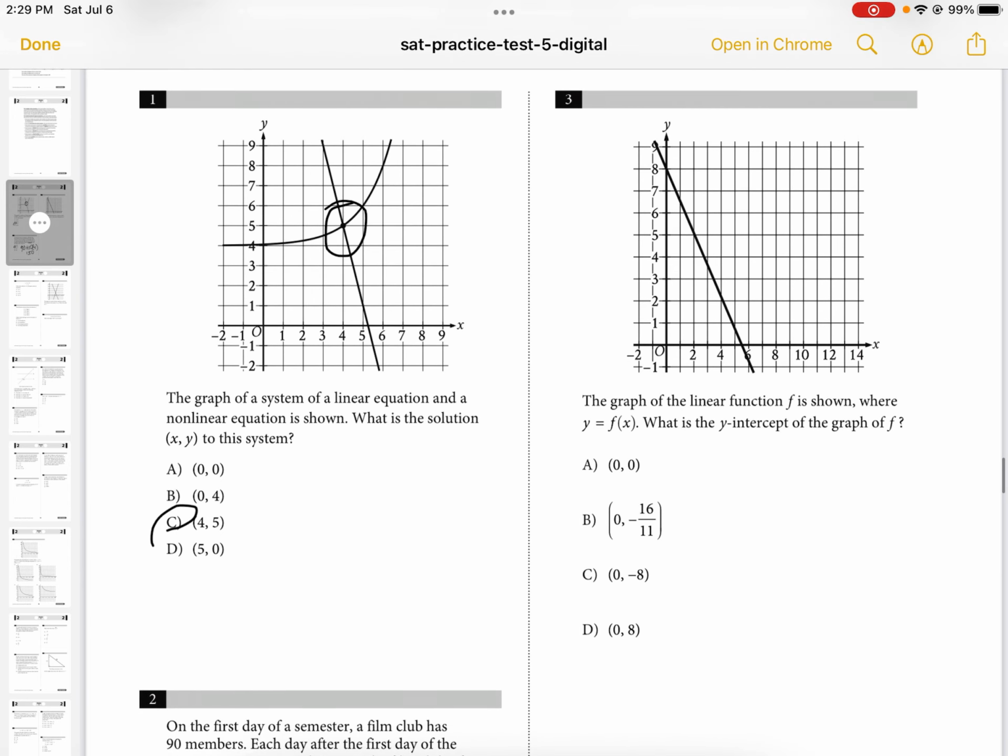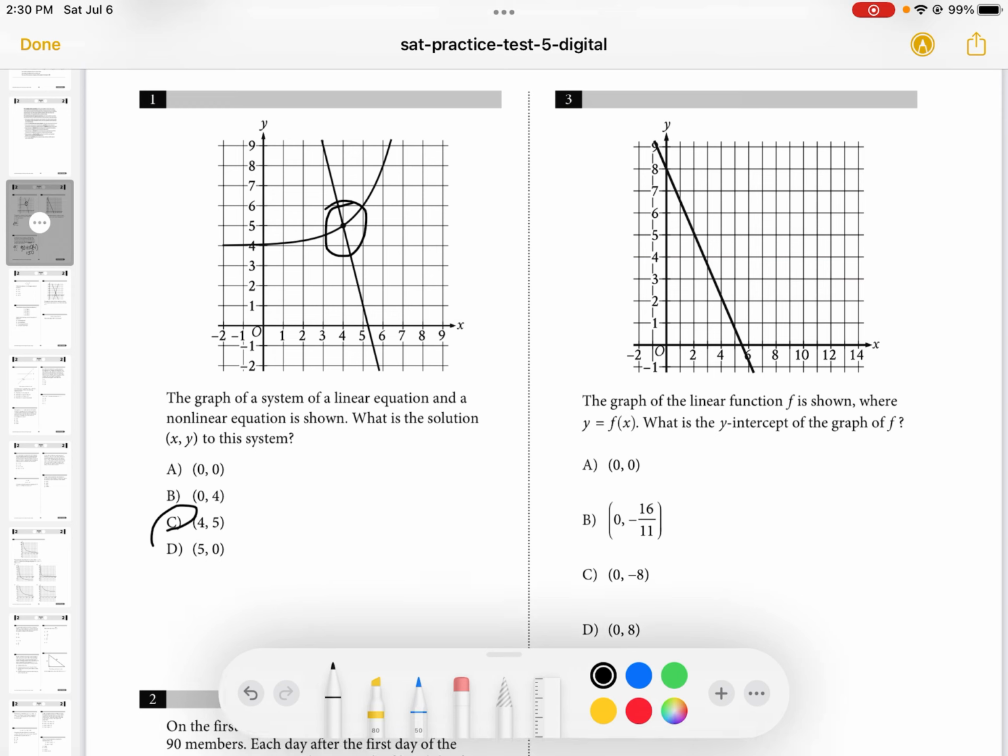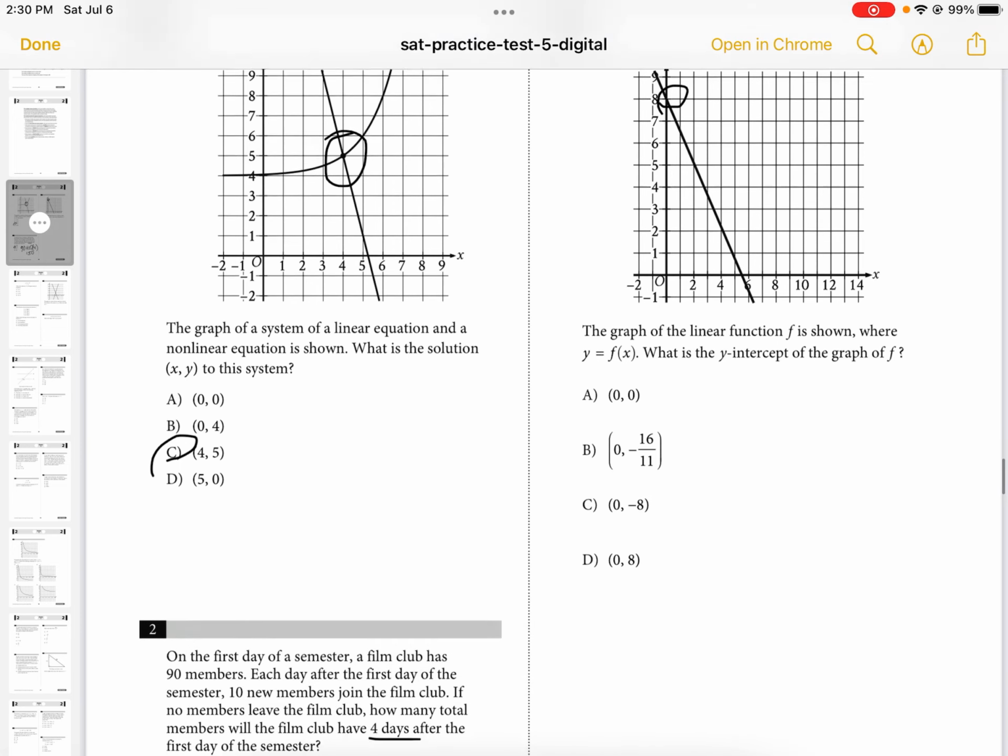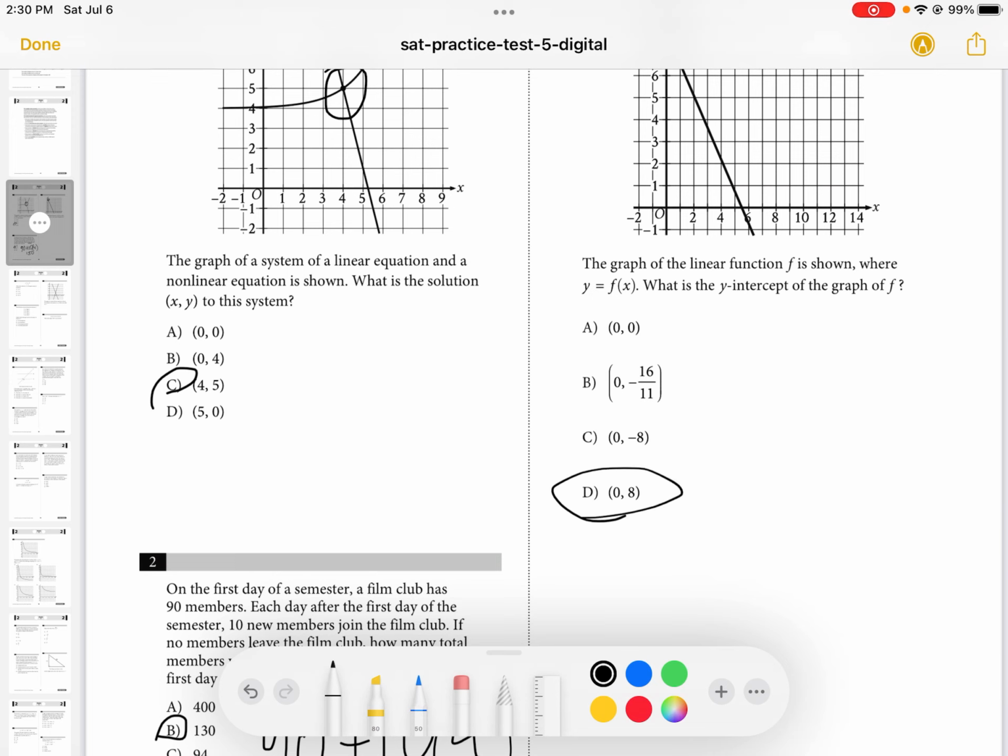Alright, number 3. The graph of the linear function f is shown, where y equals f of x. What's the y-intercept of the graph of f? The y-intercept is where the line intersects the y-axis, and that's at (0, 8) right there. D is the answer, and we move on.